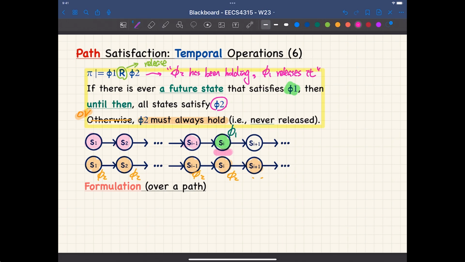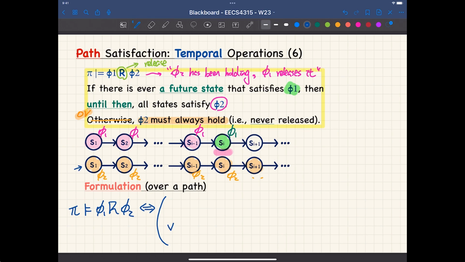Okay, let's take a look at the formulation. I think that'll be enough today. So I would suggest you guys take a look at the formulation and the intuition, so when we do the example, you can appreciate it a little bit more on Thursday. Okay, the final one. So here we would say pi satisfies phi 1 releases phi 2 if and only if, and we're going to have an or. So let's do this one first.